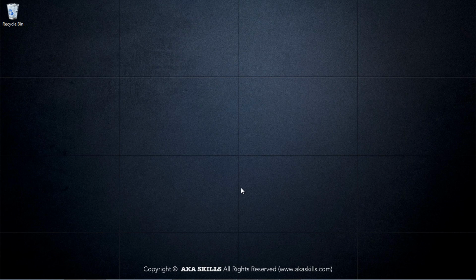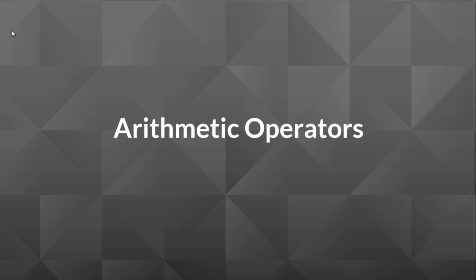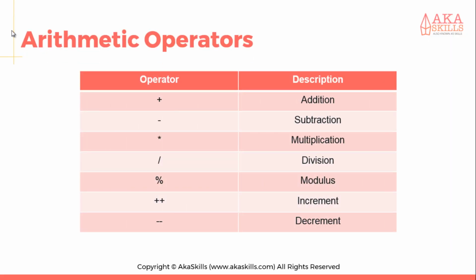And right now we want to learn about our very first operator, which is the arithmetic operator. What are arithmetic operators? They are the operators that we use to perform mathematical operations. How many arithmetic operators are there in PHP? Well, we have the following: addition, subtraction, multiplication, division, modulus, increment, and decrement.